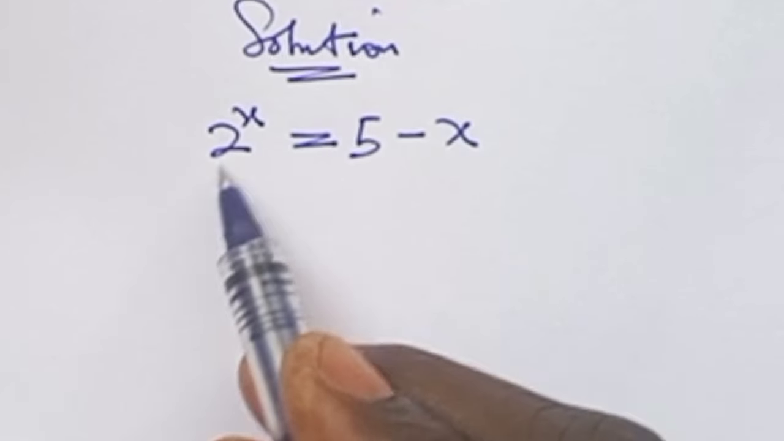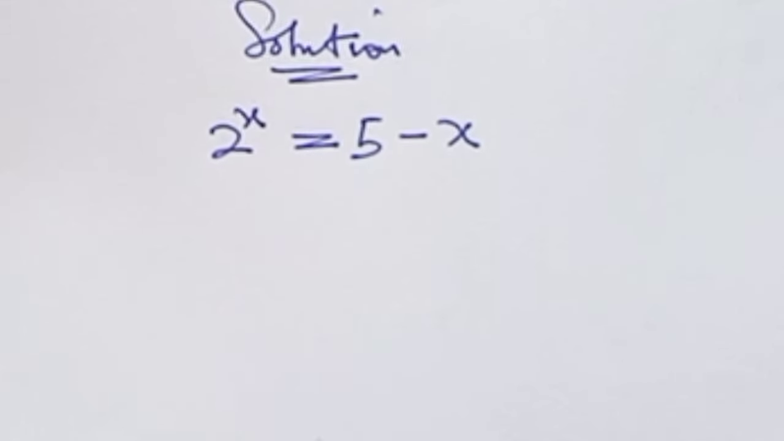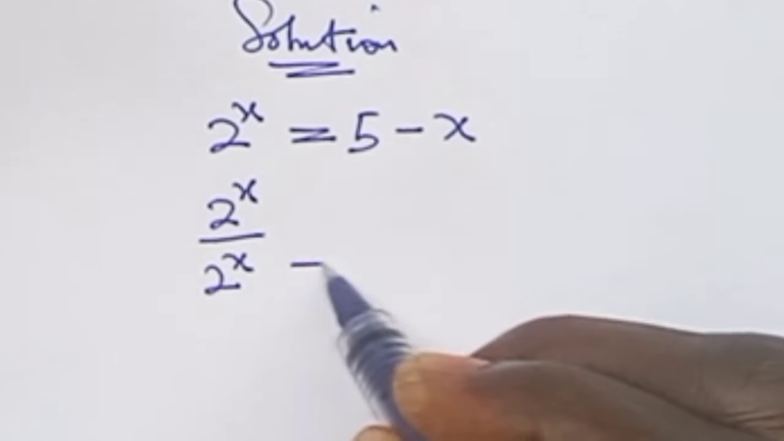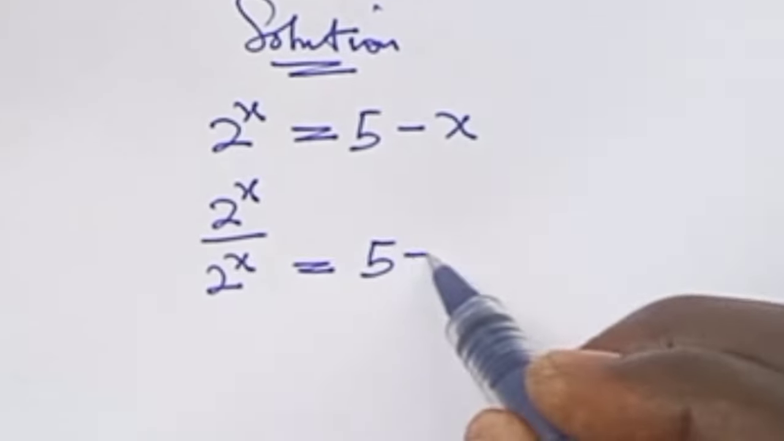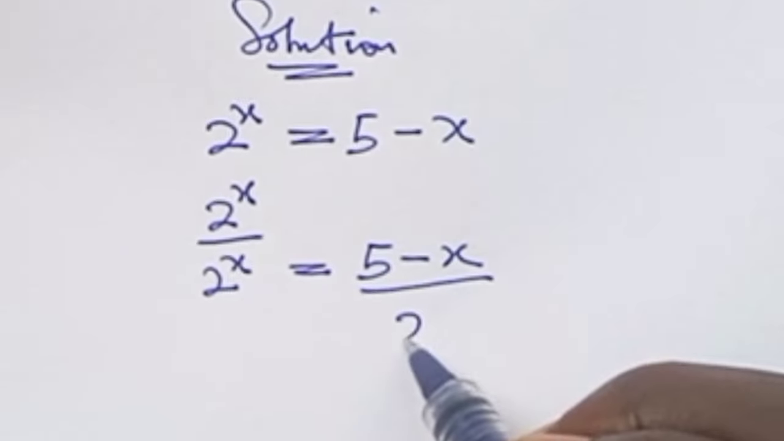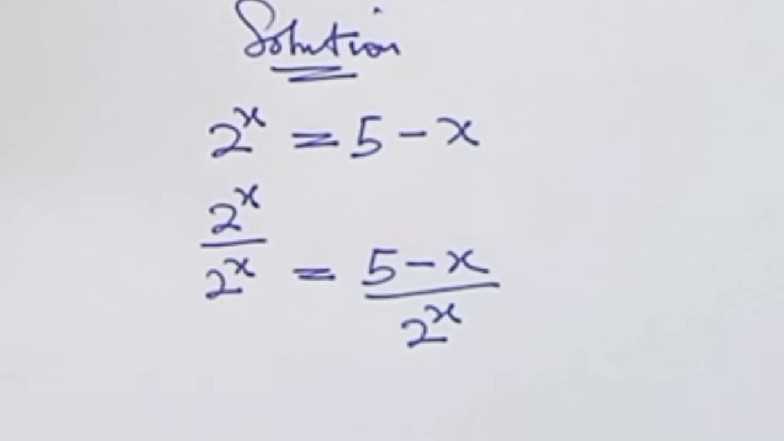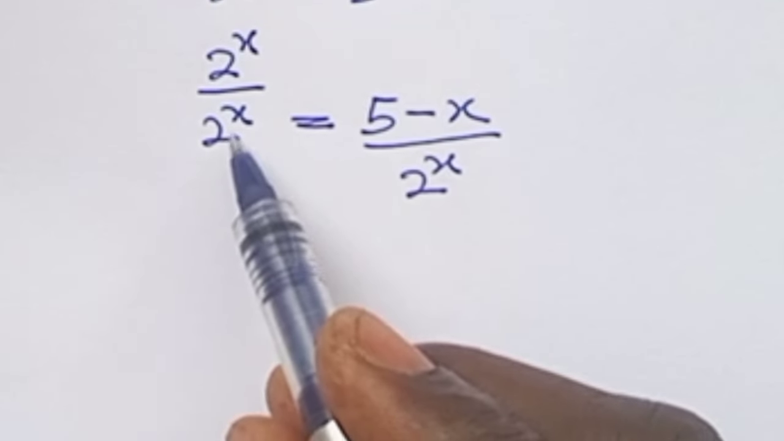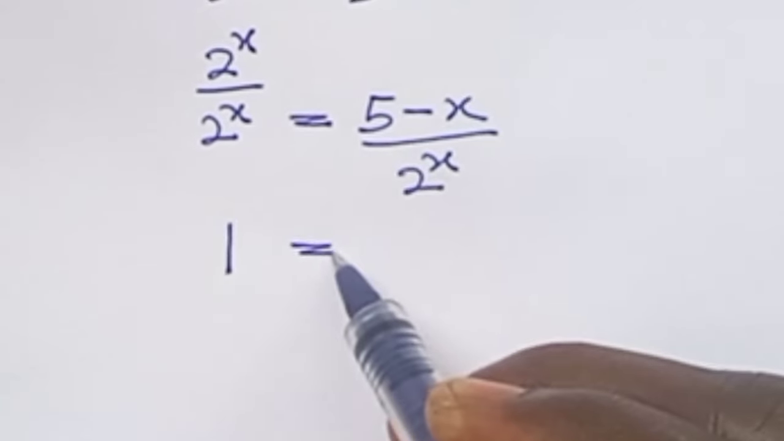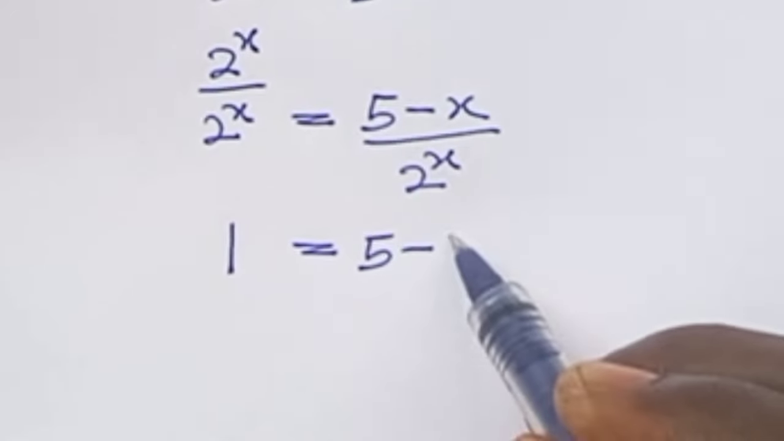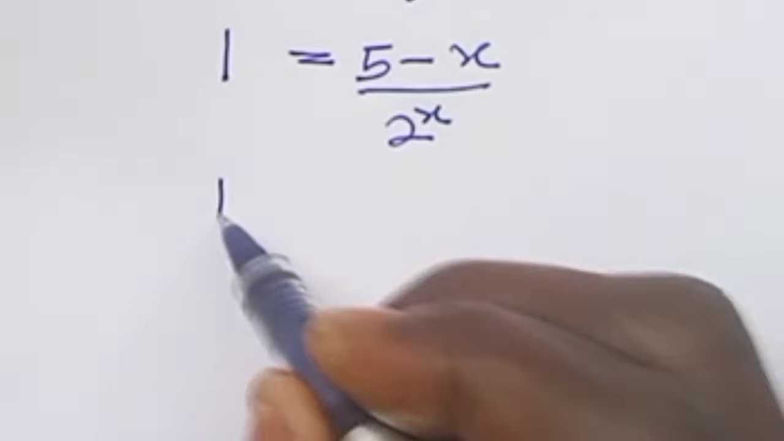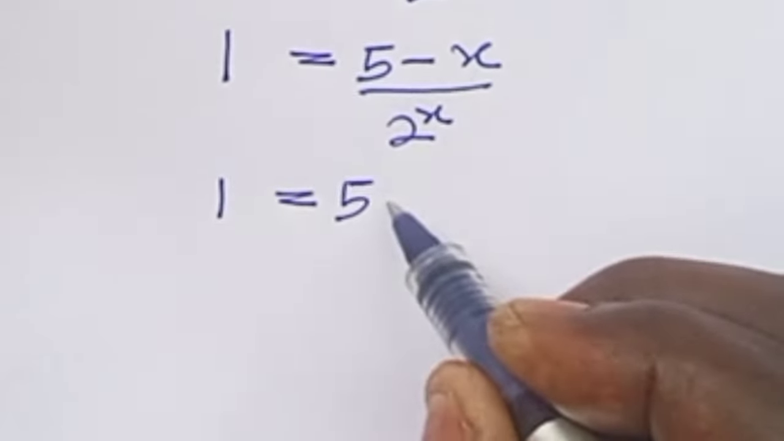Here, if we divide both sides by 2 to the power of x, the next line becomes 2 to the power of x over 2 to the power of x equals to 5 minus x all over 2 to the power of x, and we are fine. And here we can have 2 to the power of x over 2 to the power of x as 1 equals to 5 minus x all over 2 to the power of x. And the next line becomes 1 equals to 5 minus x.